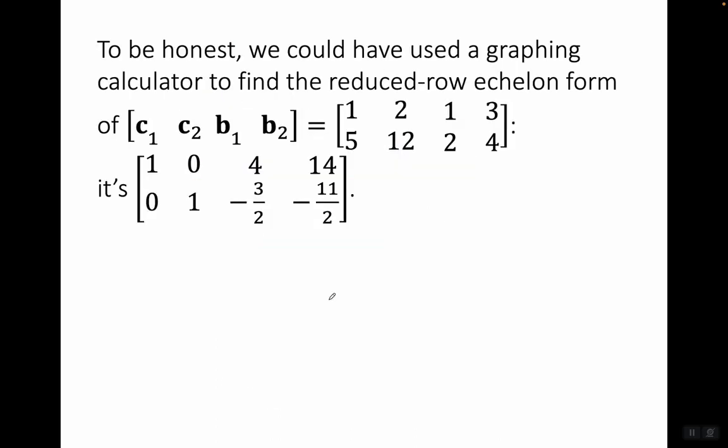To be honest, we could have used a graphing calculator to find the reduced row echelon form of this matrix. Because if you use reduced row echelon form of this, you'll end up with this. Again, you'll end up with that.